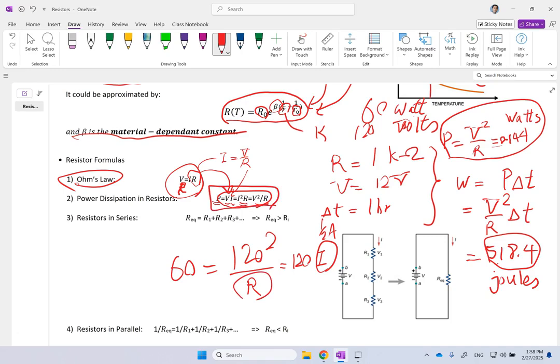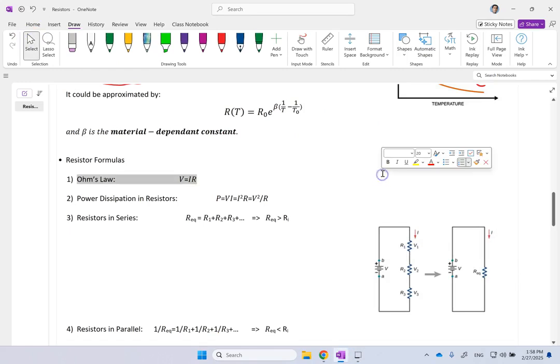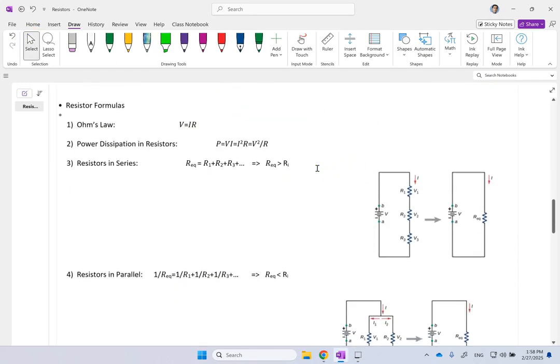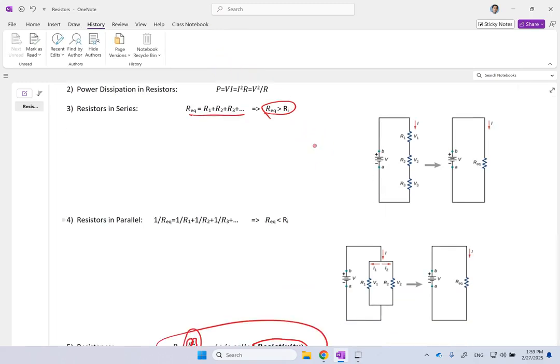That is a very, very important formula. And the next two that are very important are when you put them in series or in parallel and you want to find the equivalent. So if they are in series, the equivalent of all of these that are in series is simply the summation of them, which is clearly bigger than all individual ones. And if you put them in parallel, of course, the reciprocal of the equivalent is going to be the summation of the reciprocals of all the other ones. And in this case, the equivalent one is going to be smaller than all of these individual ones.